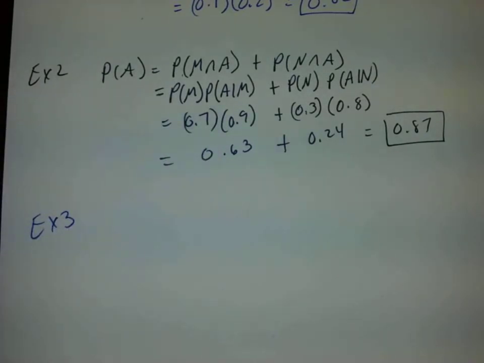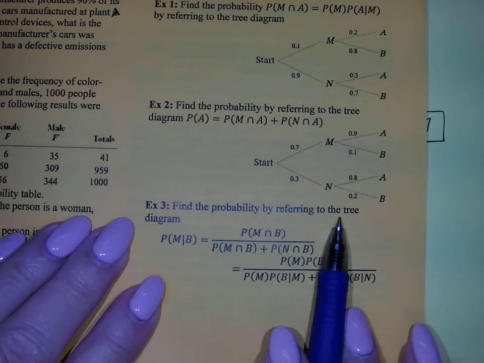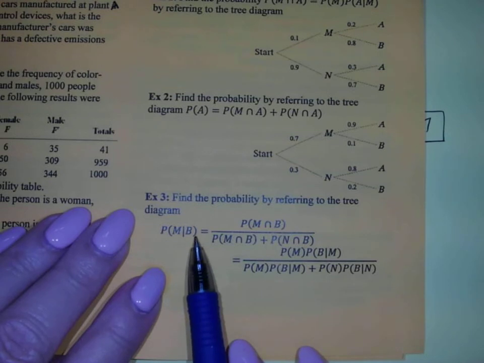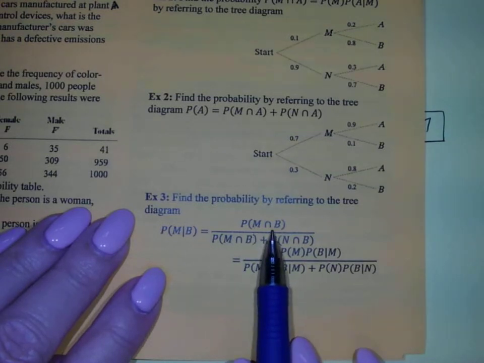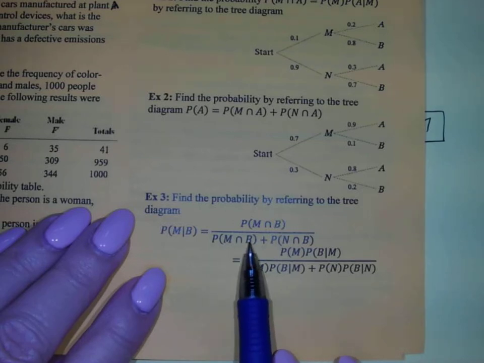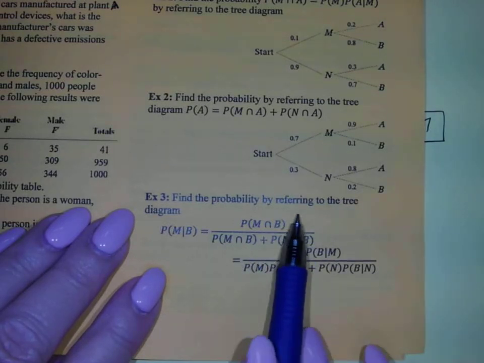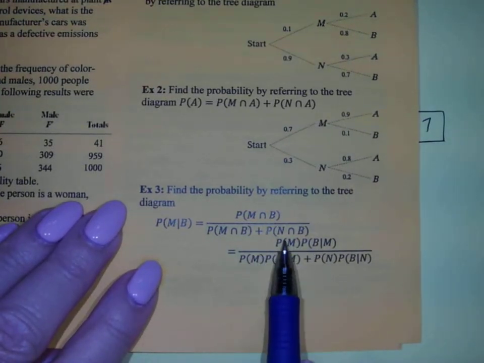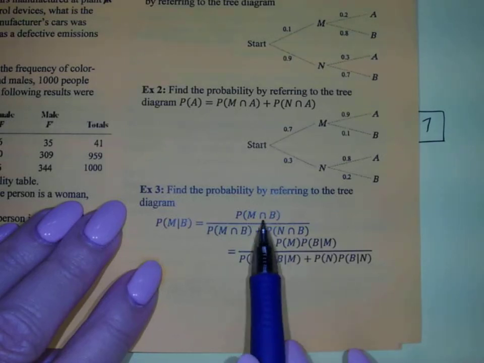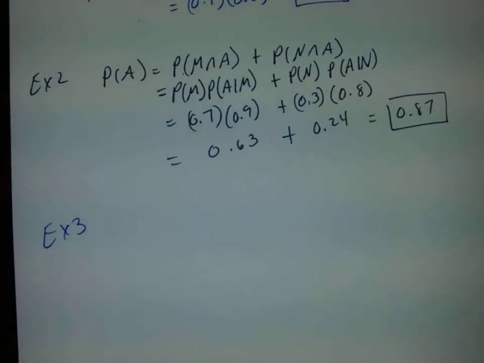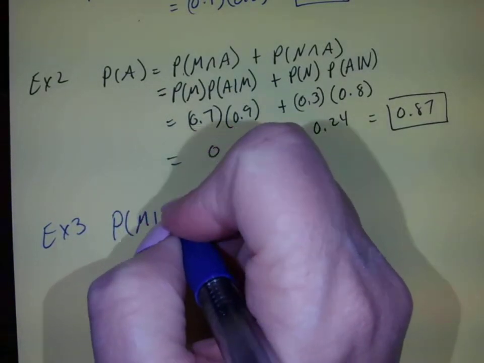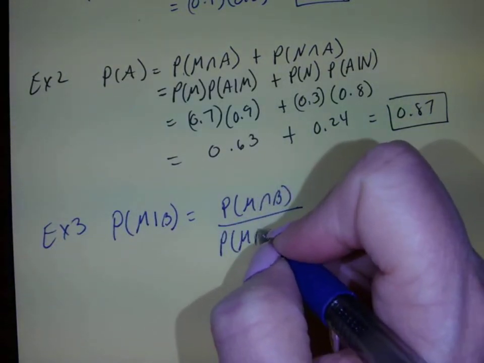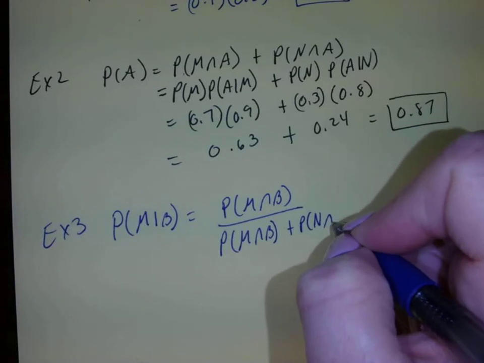All right, example 3. So for example 3, we are finding the probability by referring to the tree diagram. So we're finding the probability of M, given that B occurred, which will be equal to the probability of M intersected with B over the probability of M intersected with B plus the probability of N intersected with B. So now we're doing the probability over the total probabilities. So for our top part, we're moving those intersections into the two parts that create that intersection on each of those. So let me write that out. So the probability of M, given that B occurred, will be the probability of the intersection between M and B over the probability of M intersected with B plus the probability of N intersected with B.